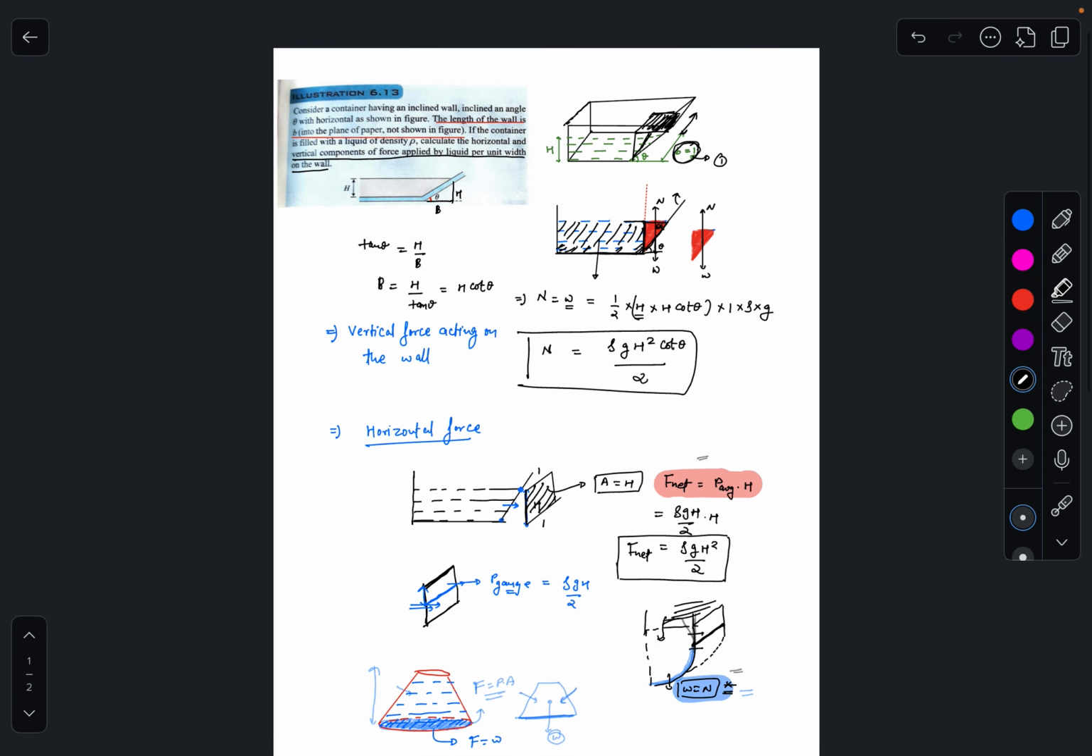And there are a lot of questions related to this, maybe in whatever reference book you have, so you can try to solve these questions.